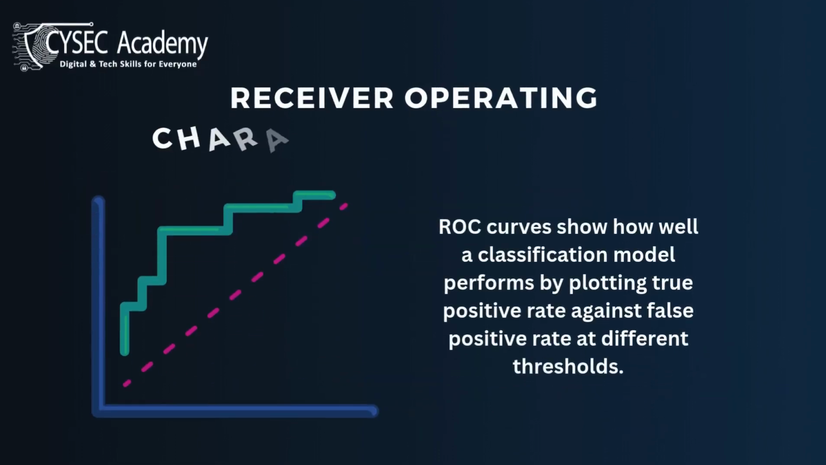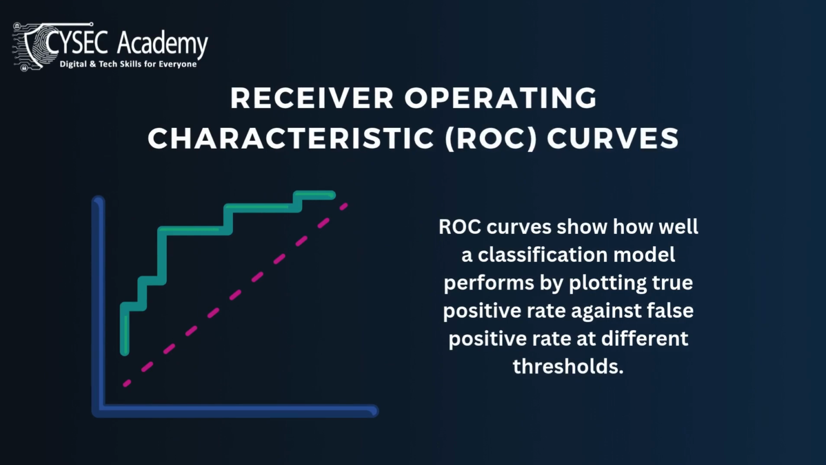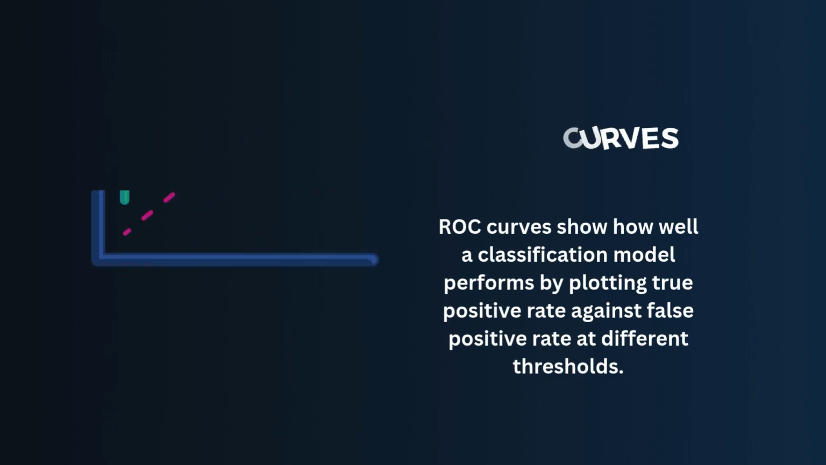Receiver Operating Characteristic, ROC, curves. Receiver Operating Characteristic, ROC, curves are used to evaluate the performance of classification models by plotting the true positive rate, sensitivity, against the false positive rate, 1 minus specificity, at various threshold levels. Let's explore the types of rates in ROC.